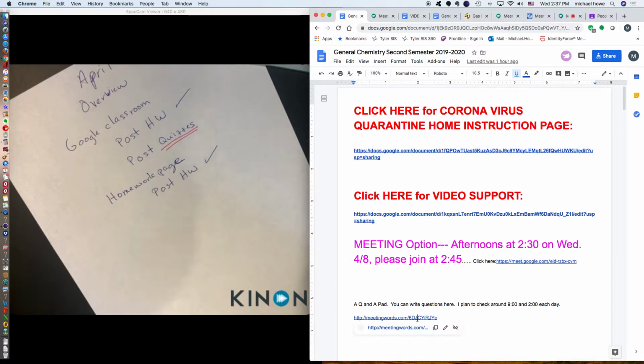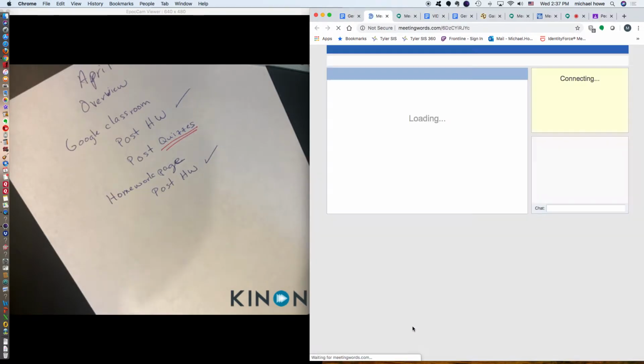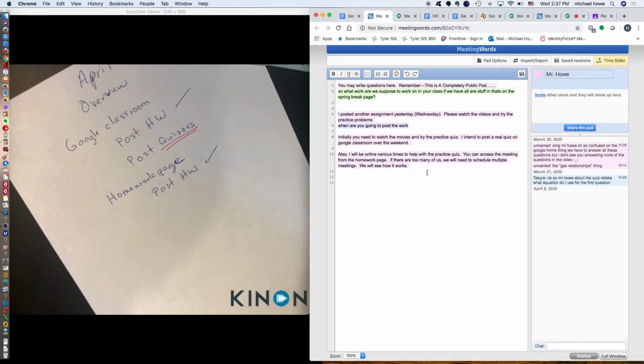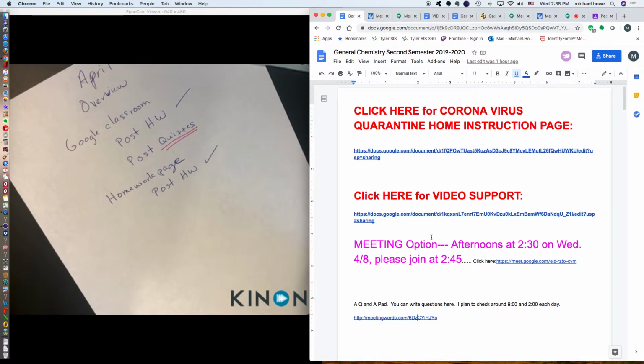I also have a Q&A pad that I've been checking every day in case you would like to write a written question down. Then I could answer your questions. Remember, this is totally public though, anybody can see it. All right, so those are the 4 things I have on the main homework page.